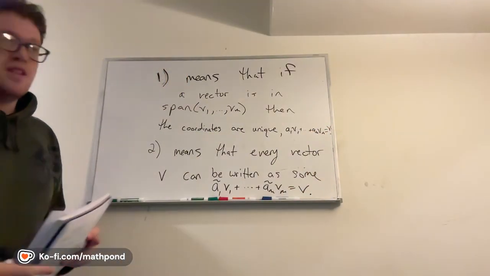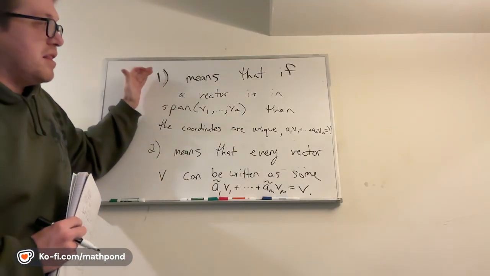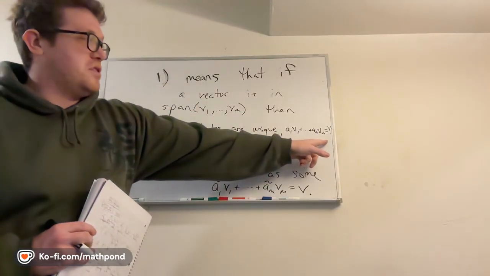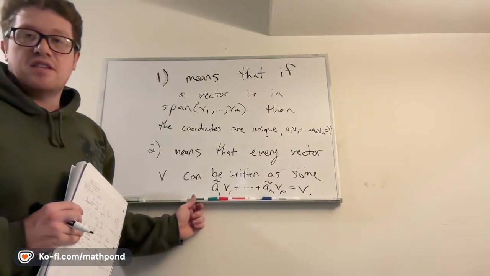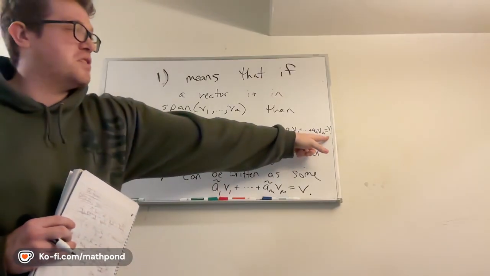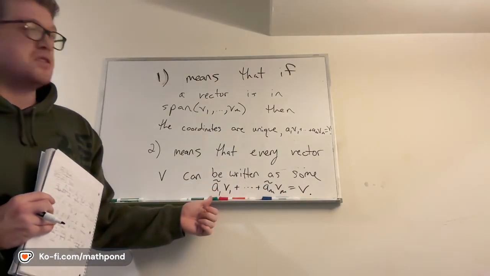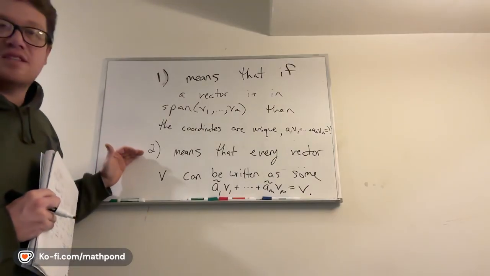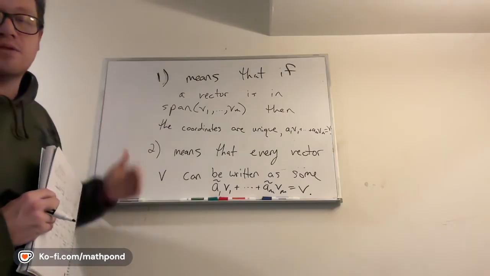Okay, so let me just summarize what I was trying to say here. The first one, the fact that the basis is linearly independent, means that any vector in the span has unique coordinates. There's only one way to write every vector in the span as a linear combination of the vi's. There are no other ai's that give you this same linear combination. And the spanning set says that every vector has some coordinates. So every vector gets coordinates, and those coordinates are unique. And that's what the basis gives you.